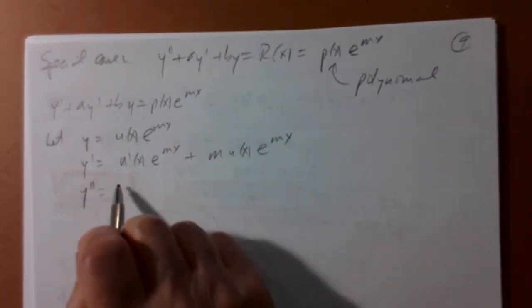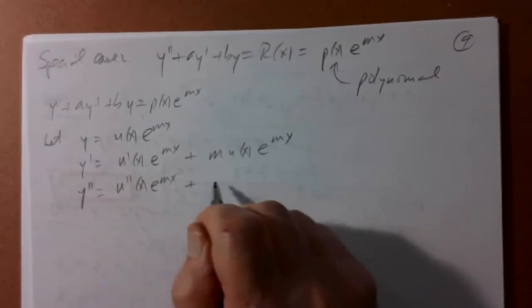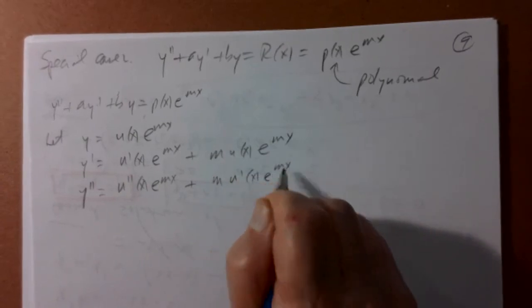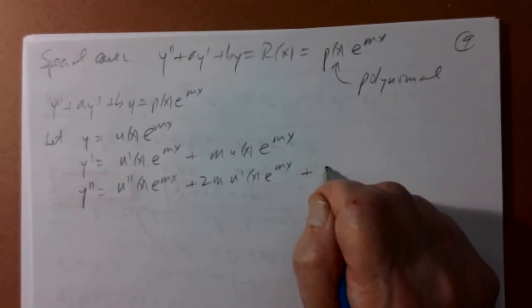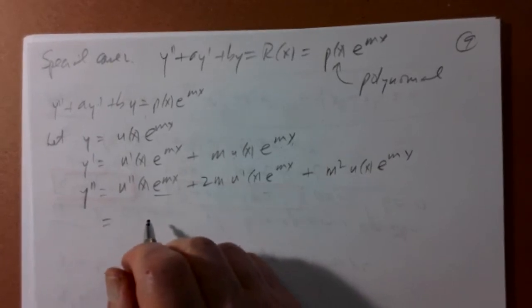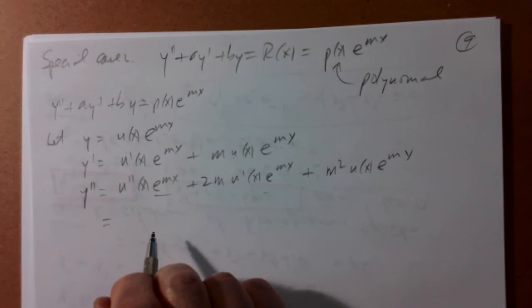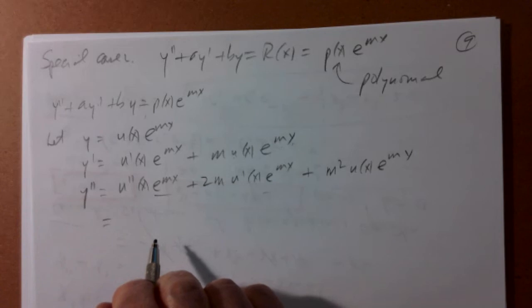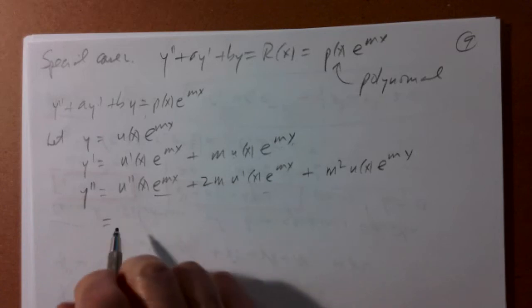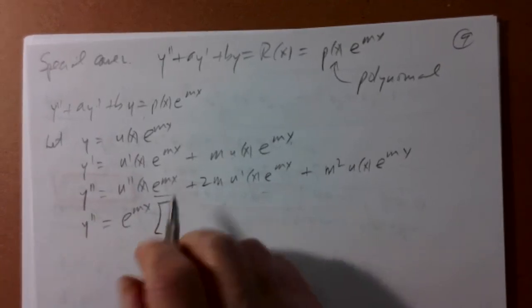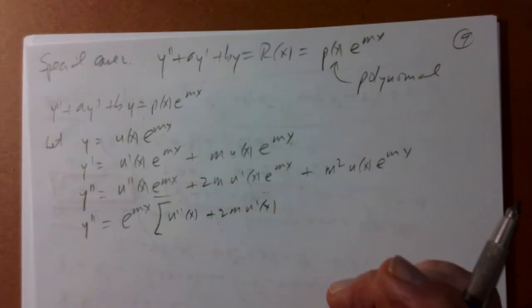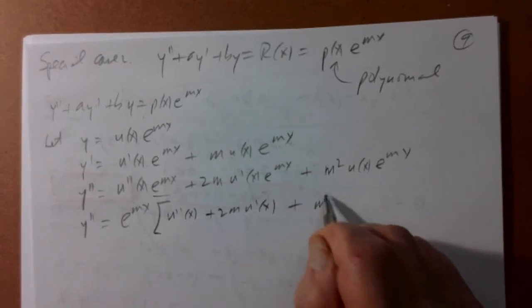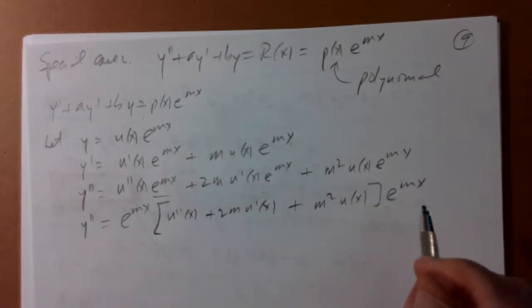And we differentiate again, we get u double prime of x e to the mx plus m u prime of x e to the mx. We differentiate this, we get m u prime of x e to the mx, so we have two of these, plus m squared u of x e to the mx. We can factor out an e to the mx from this. And when we do, what we get is the following. E to the mx times u double prime of x plus 2m u prime of x plus m squared u of x.